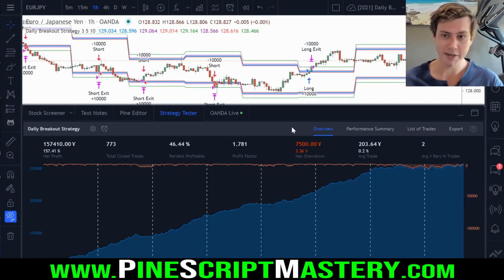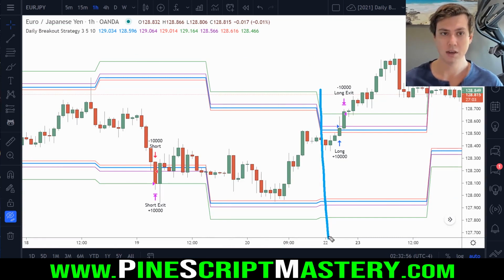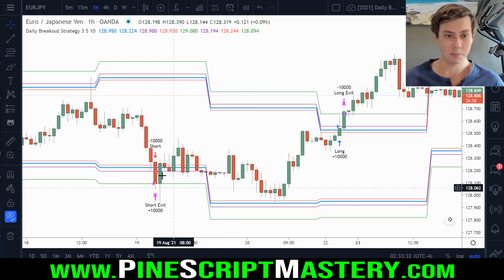Here's a script I wrote today. It is a strategy script, very simple strategy. All it does is buy and sell daily breakouts. So when a new day begins, we're on the 1 hour time frame here, the script places a buy stop order 3 pips above the previous day's high with a 5 pip stop loss and a 10 pip profit target. And then the opposite for shorts.